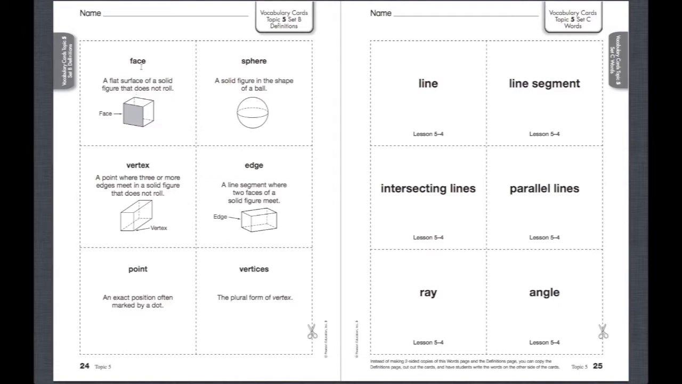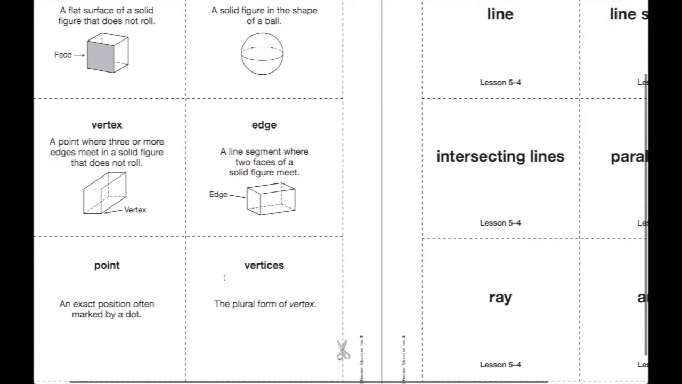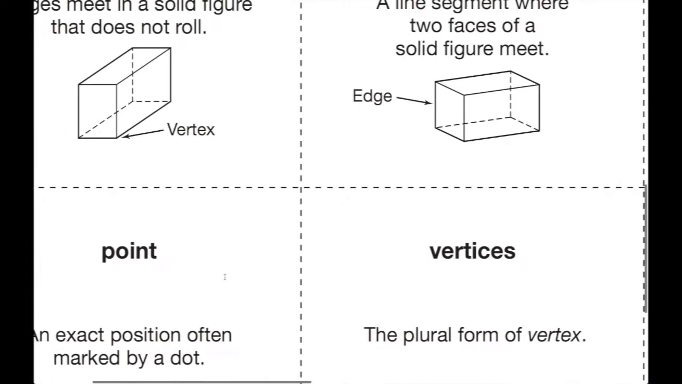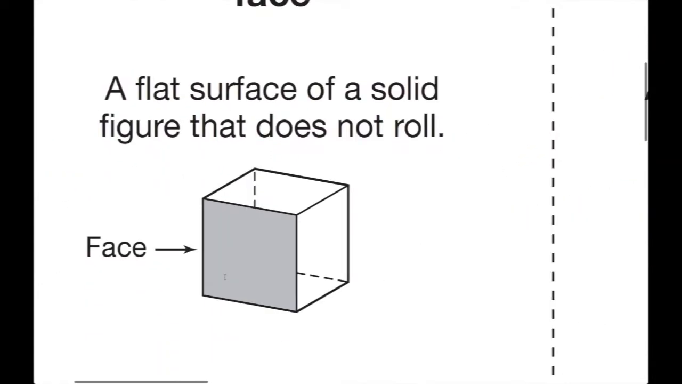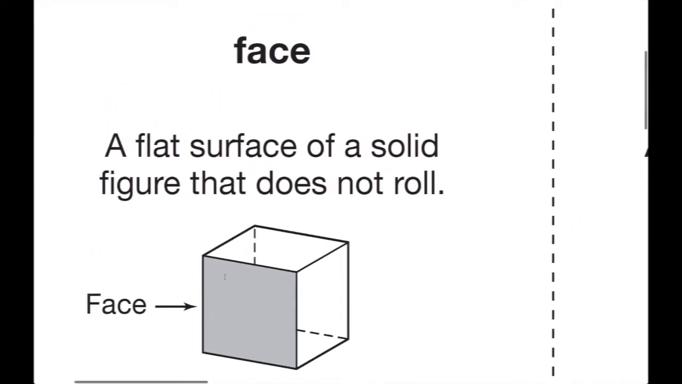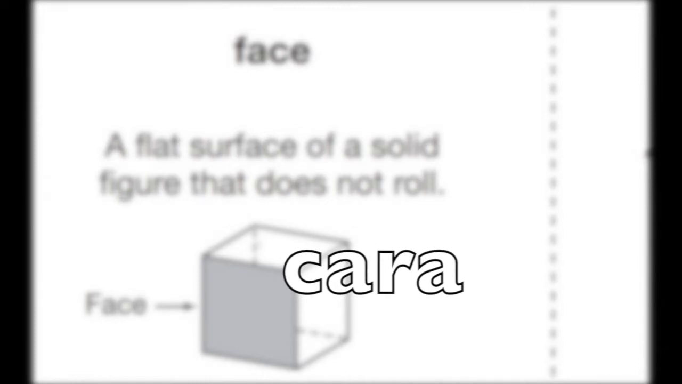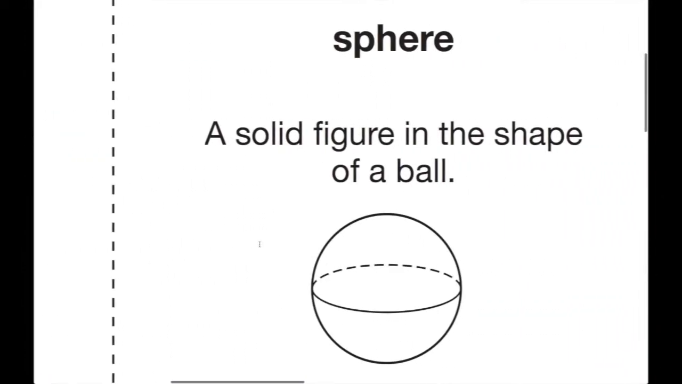We have face, sphere, vertex, edge, point, and vertices. Let's begin with face. What is a face, you ask? Let me tell you. A face is a flat surface of a solid figure that does not roll. So this figure has 1, 2, 3, 4, 5, 6 faces. Caras.